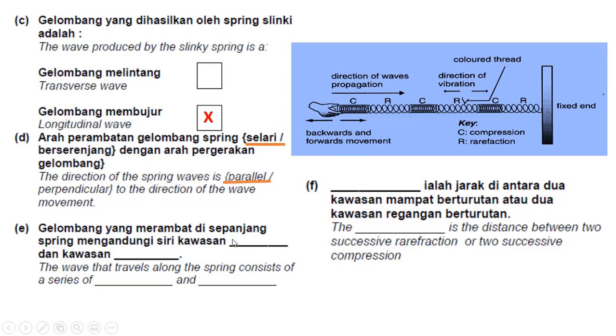And notice that the wave also has what we call a region of compression and rarefaction. This is the compression, this is the rarefaction. And the distance between two successive rarefactions, or from one compression to another compression, is what we call the wavelength.